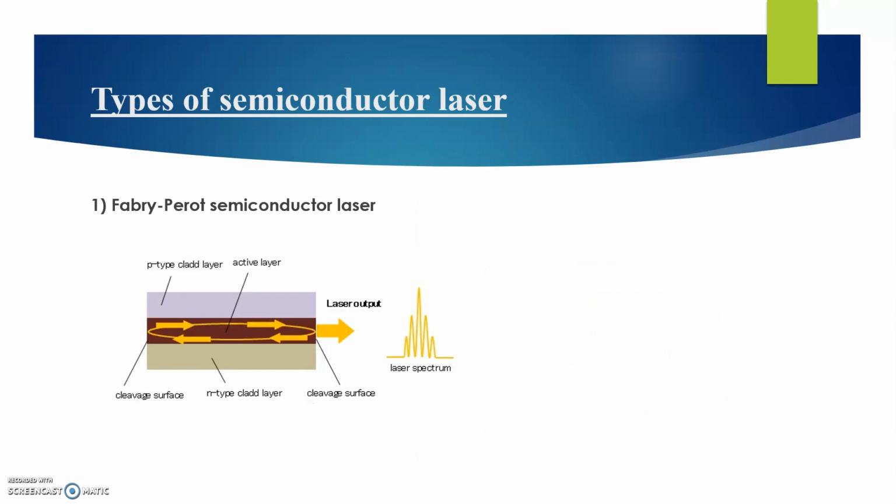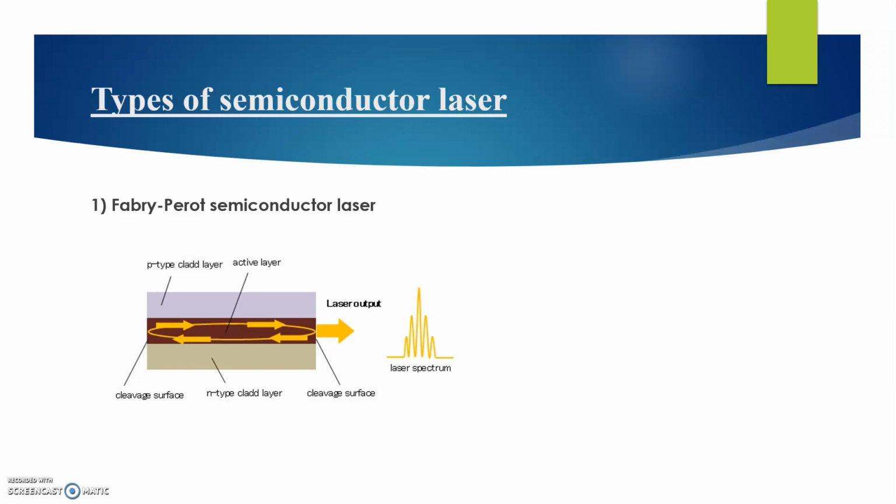So the next topic is type of semiconductor lasers. First is the Fabry-Perot semiconductor laser. This laser has the simplest structure and is used for many applications including optical pickups for CDs, DVDs, laser printers, and excitation of fiber lasers.